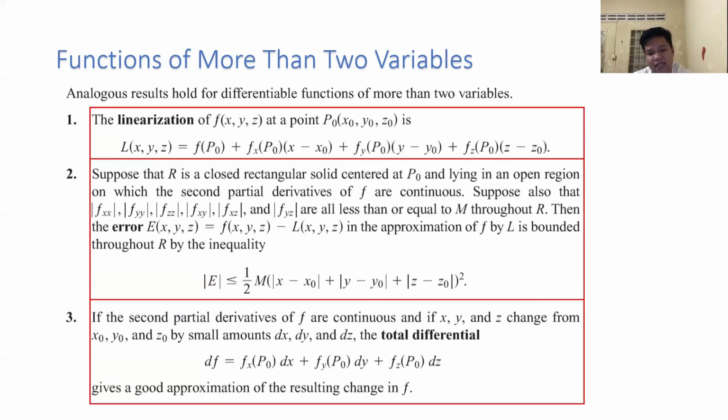3. If the second partial derivatives of f are continuous and if x, y, and z change from x sub 0, y sub 0, and z sub 0 by small amounts dx, dy, and dz, then the total differential df is equal to f sub x at P sub 0 multiplied by dx plus f sub y at P sub 0 multiplied by dy plus f sub z at P sub 0 multiplied by dz. This gives a good approximation of the resulting change in f.